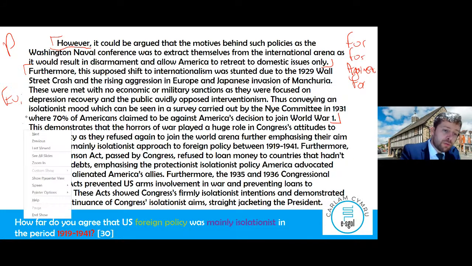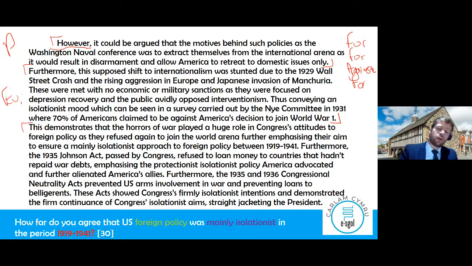So moving on from that then, we've got our explanation and our evaluation to some extent as well. This demonstrates that the horrors of war played a huge role in Congress's attitudes to foreign policy, as they refused again to join the world arena, further emphasizing their aim to ensure a mainly isolationist approach to foreign policy between 1919 and 1941. Furthermore, the 1935 Johnson Act, passed by Congress, refused to loan money to countries that hadn't repaid war debts, emphasizing the protectionist, isolationist policy America advocated and further alienated America's allies.